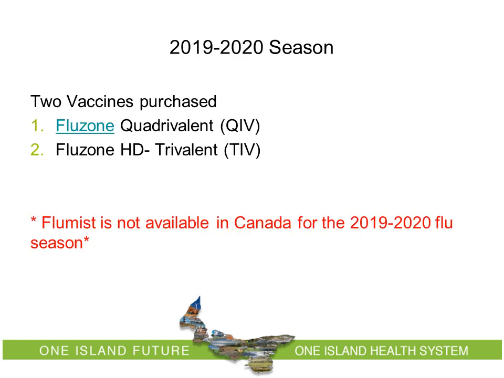There are 2 vaccines purchased for the 2019-2020 influenza season for PEI. Fluzone quadrivalent, which is a QIV vaccine, and Fluzone high dose, which is a trivalent vaccine. FluMist is not available in Canada for the 2019-2020 flu season.